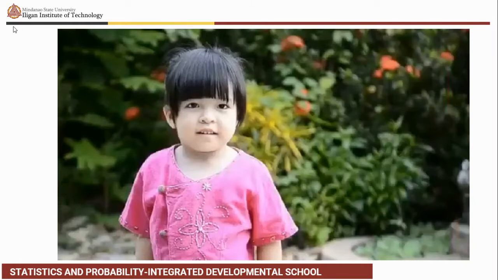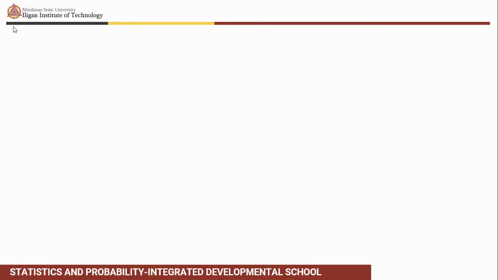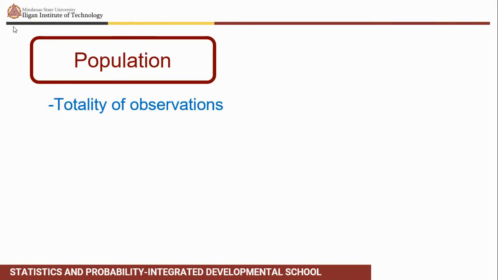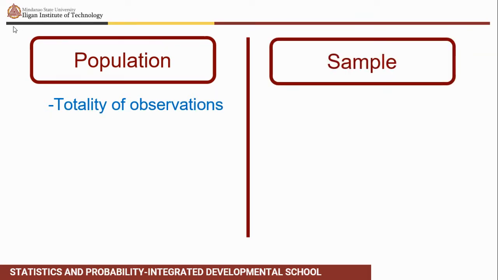Before proceeding further, it is important to understand the basic concepts about the set of observations to be gathered in a study. So we have the term population. It is the totality of observations. We also have what we call a sample. It is a subset of a population.